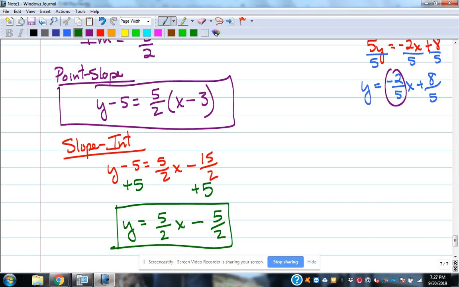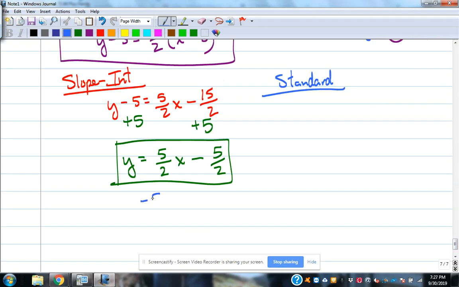Last form is standard. One or two steps away from that. So let's go to standard form. What do I do to get there? Move the x over. So I'm going to move that x over by subtracting 5 over 2x from both sides. All right, so that's going to be negative 5 over 2x plus y is equal to negative 5 over 2.